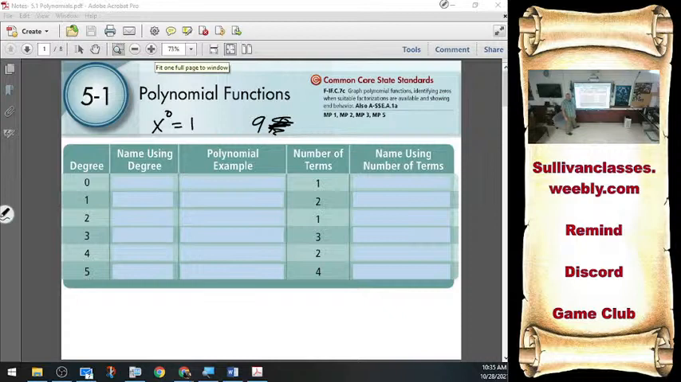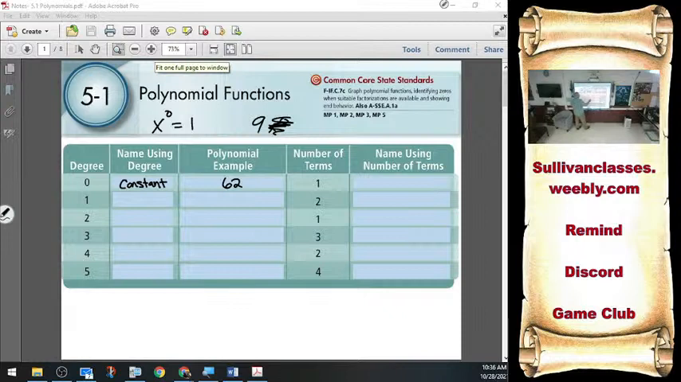It's just straight up 9. 9 no longer has a variable, so it is called a constant. It is called a constant because it has no variable anymore. Its value can't change. An example of that is just the number 62. Ta-da! Y equals 62 is just a horizontal line at 62.